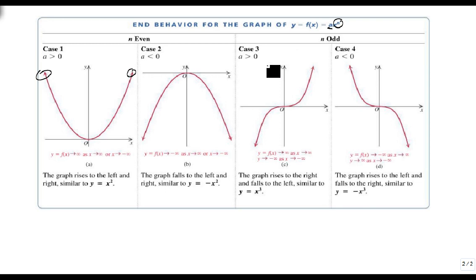Well, if it's odd, we still have a positive and negative, but here's the key. Notice that if it's positive a, then it's positive here, and it's negative here. But if it's a negative a, then it's positive on the left and negative on the right.